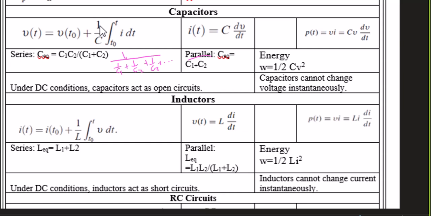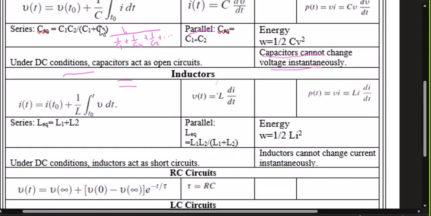The energy for a capacitor is 1/2 CV squared. You'll probably have to find the energy for either a capacitor or an inductor somewhere. What's important for doing the capacitor problems, when you are trying to find out what the circuits are like at different times, is under DC conditions. This means when they've been sitting there for a long time, they act like open circuits. And what's really important is they can't change voltage instantaneously. They can change current instantaneously.